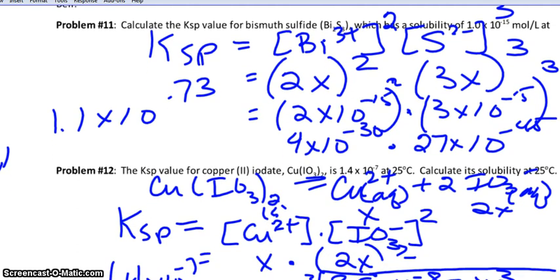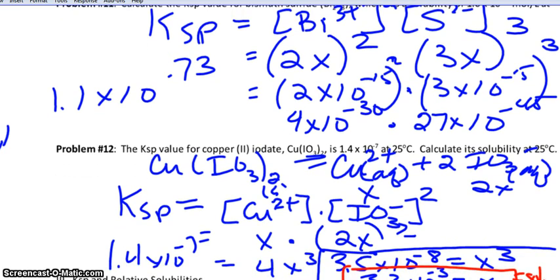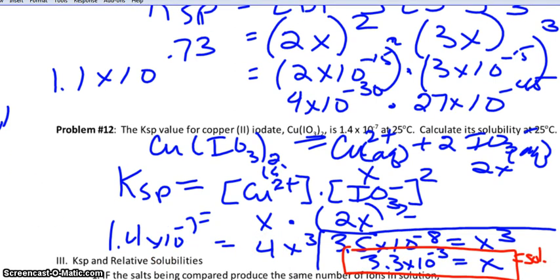So I have X times 2X squared, and that's 4X cubed. Then I started running out of room here. So 1.4 times 10 to the negative 7th equals 4X cubed. Dividing both sides by 4, you get 3.5 times 10 to the negative 8 is X cubed, and X equals 3.3 times 10 to the negative 3. That's your X. That's your solubility. That's what you're calculating for.